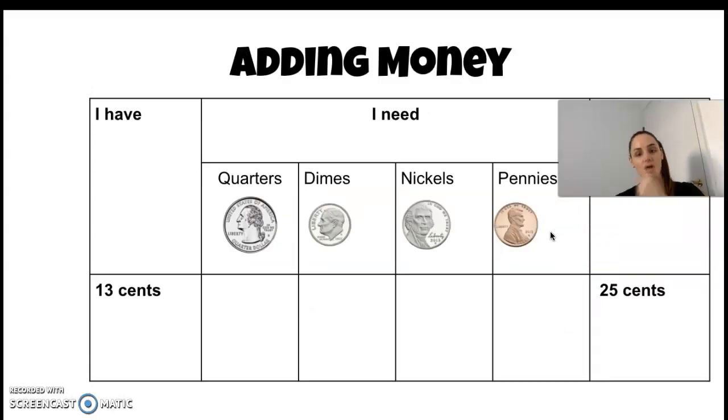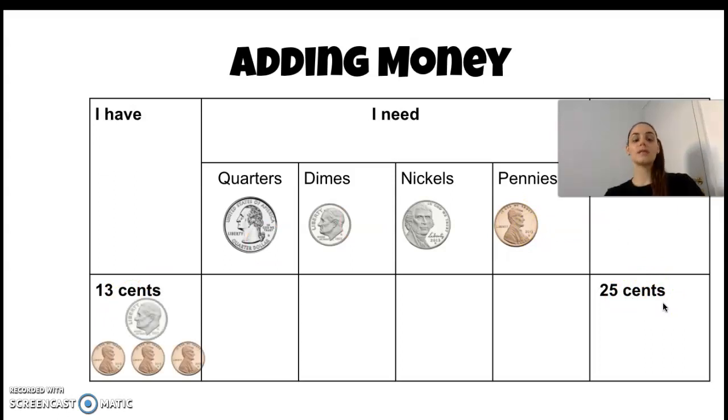Then we have this chart. Here we need to add money, okay? So this is what you have, this is what you need, and this is the total money that you're going to be adding, okay? So in this exercise, I have 13 cents and I need to get to 25 cents. So the first thing I'm going to do is draw my 13 cents. I use a dime and 3 pennies.